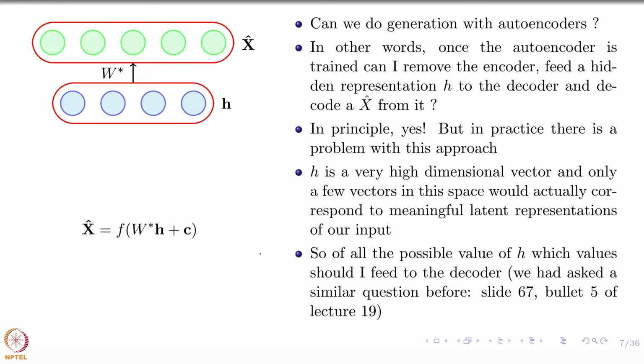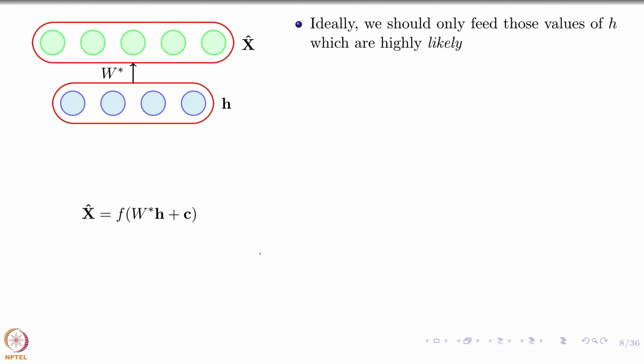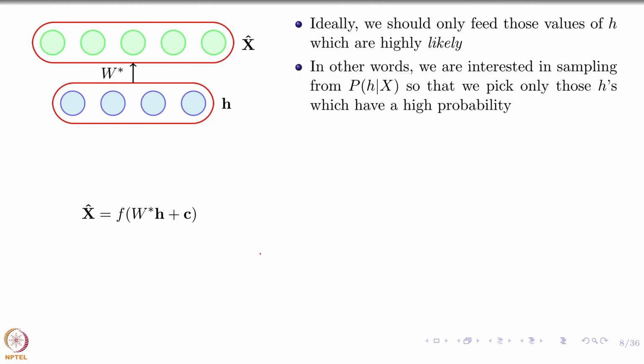And give me a probabilistic answer, or rather an answer in terms of probability. I want to feed the decoder those H's which are highly likely given the X's that I had seen during training. Then the moment I start talking about likely, what am I talking about? Probability distributions, right? So what I want to actually do is, I want a distribution over the H's, then I want to sample from this distribution and then take only the most likely H's, right?